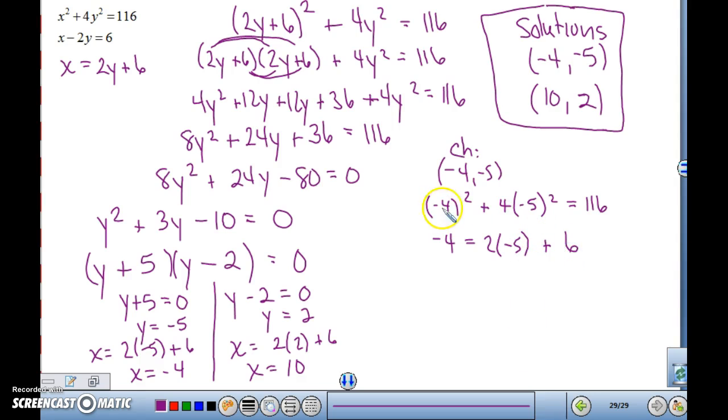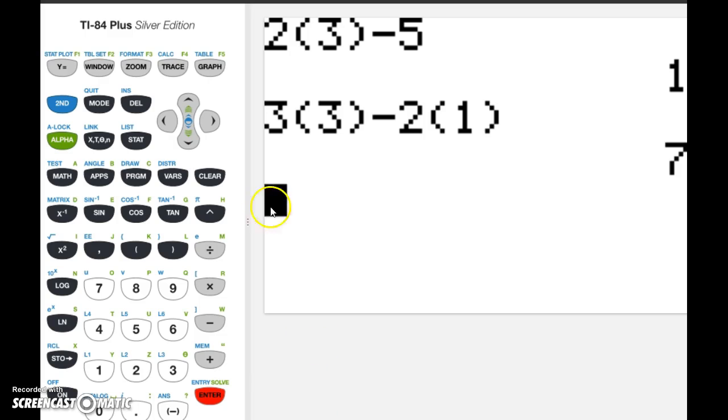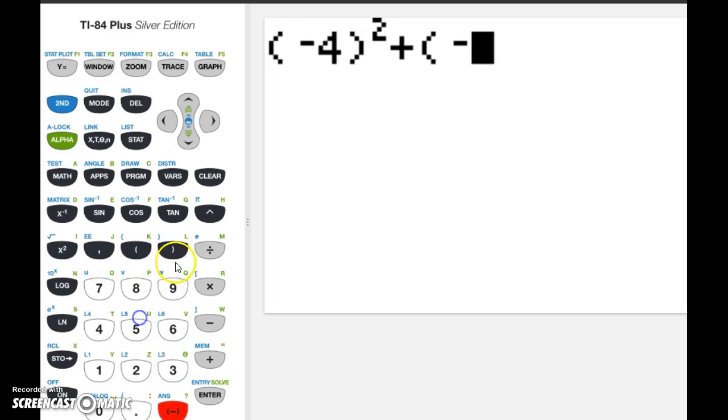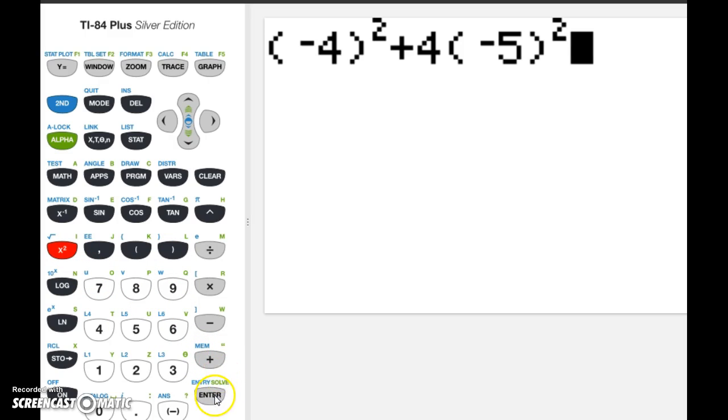Now, this is what I'm going to pop in my calculator to see if it equals 116. All right, get out my calculator: parenthesis, negative 4, quantity squared, plus, oops, I forgot the 4, 4, parenthesis, negative 5, quantity squared, and that should equal 116. Let's see if it does. Yep, it does.